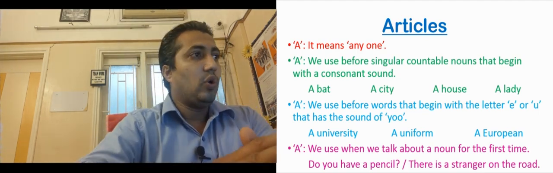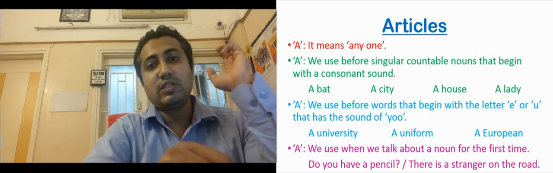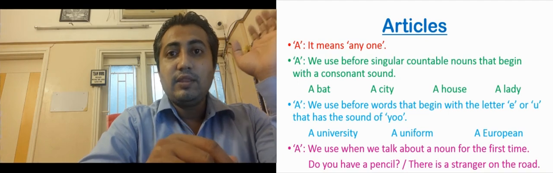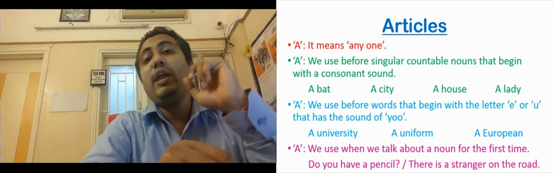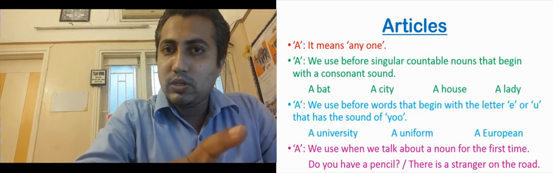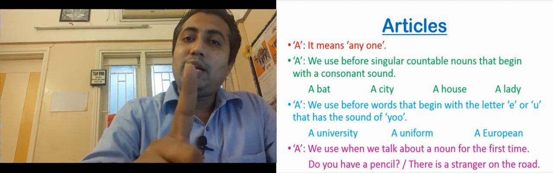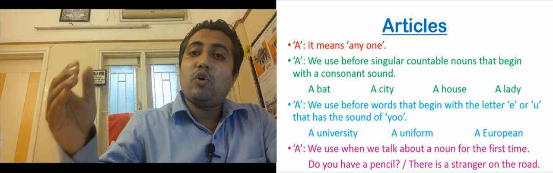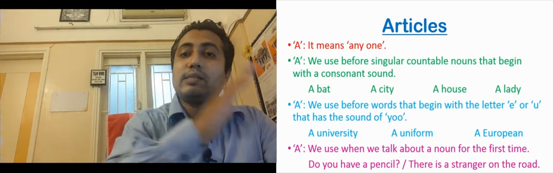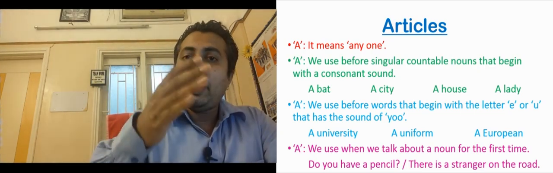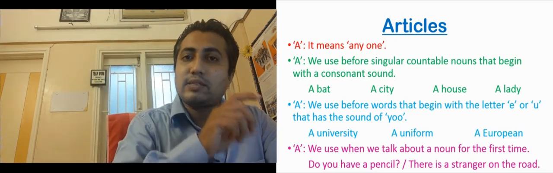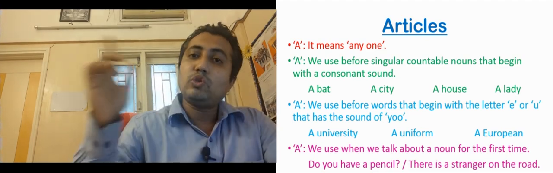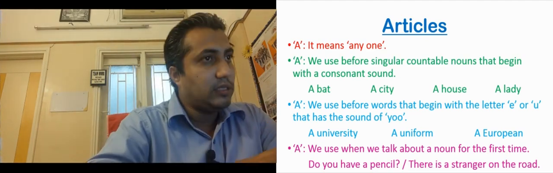Okay students, so here we are once again, we'll just discuss. A means anyone, indefinite है, कोई भी एक. Then it is used before only countable nouns and only when the countable nouns are singular. Then a is used before a consonant sound. If a vowel sound आएगा, a, e, i, o, u से निकलने वाला sounds होगा, तो we won't use a, we will use an. ठीक है, so a is used only with consonant sounds.